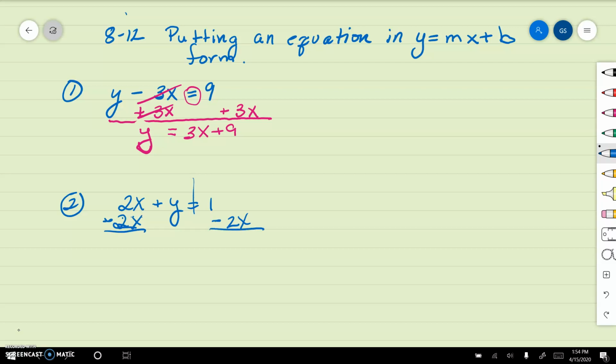Now 2x minus 2x is 0, so we can cancel that out. We bring our y down, and we have 1 minus 2x here. But if I change the order so it's the x term first, I'm going to be writing negative 2x plus 1. All right, and that would be in y equals mx plus b form. Okay, number 3.